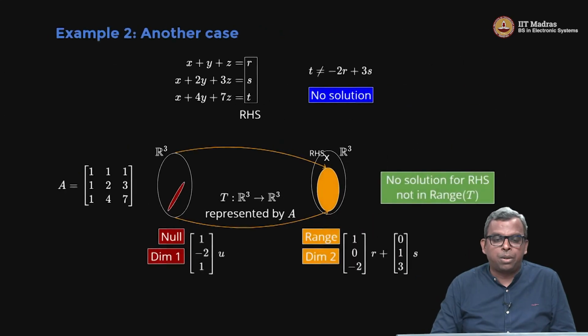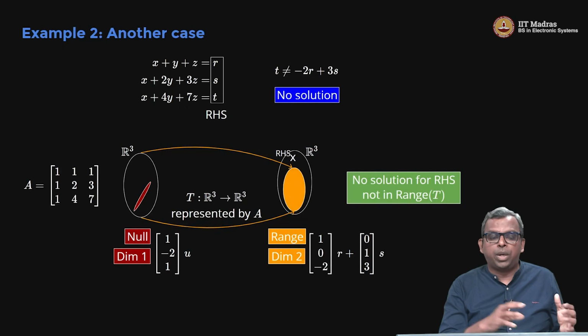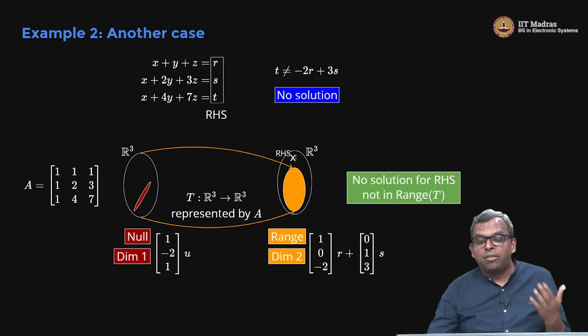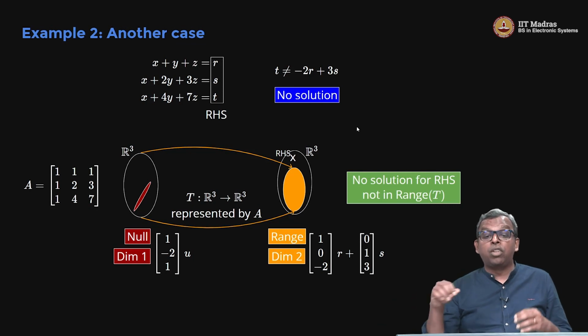The other immediate example to see is the same equation, except that the right hand side is chosen outside of the range. So I'm going to pick R, S, and the third value t, and I will make sure t is not equal to minus 2r plus 3s. In that case, I will not be inside the range. I would have gone outside the range. When I go outside the range, there will be no solution. There is no way I can hit that point. No point here will ever take me to that point. So this is a case when you have no solutions.